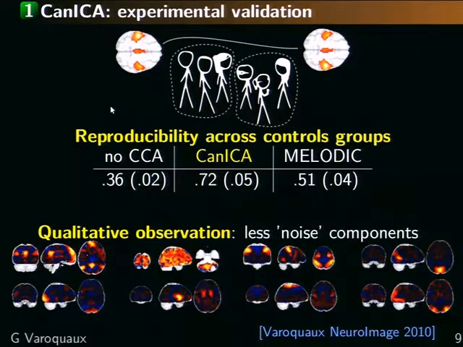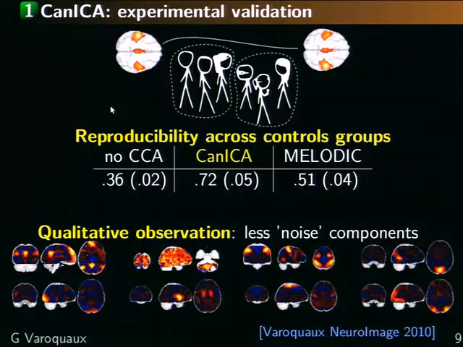What's interesting is that it actually works fairly well. It's a fairly interesting improvement. One way to quantify this is to look at the reproducibility across control groups. Say we have 12 subjects, and we're interested in learning patterns of resting state activity in these 12 subjects. If we want to use these patterns as biomarkers, they had better be stable if we believe that the subjects are similar. So what we did was split the group in two randomly, quite a few times, learn spatial maps on the two subgroups and compare them.